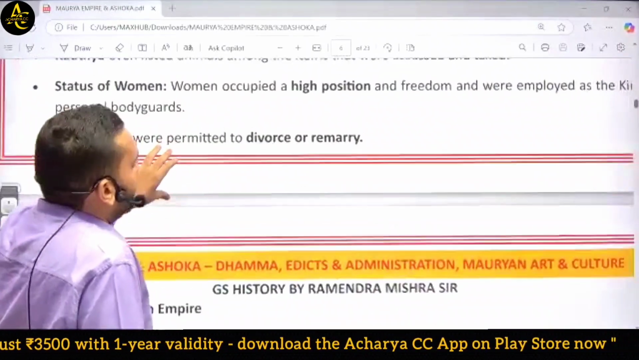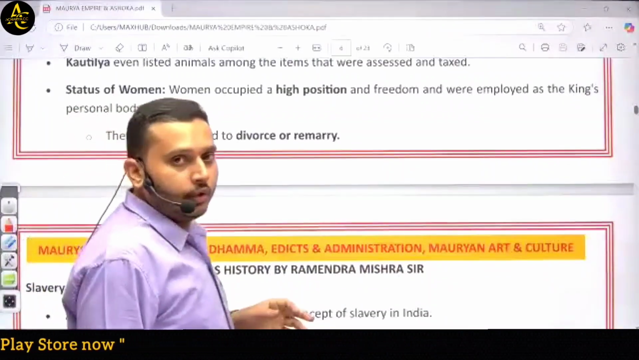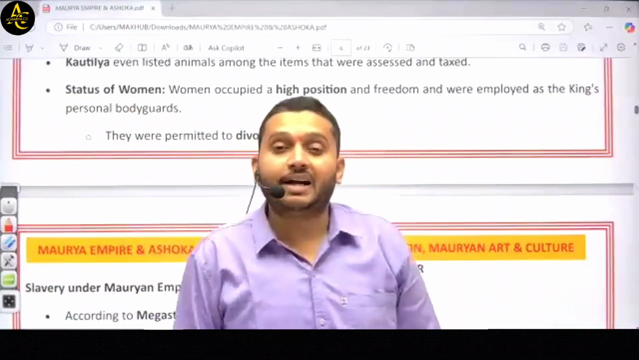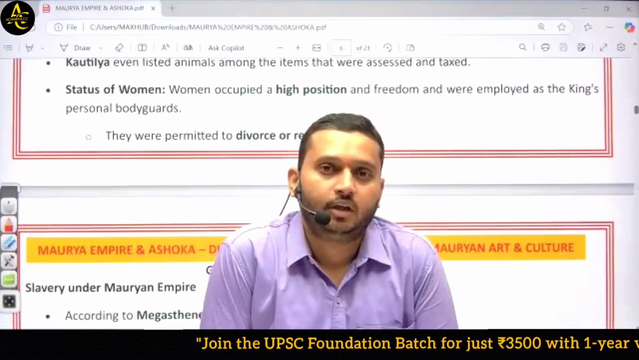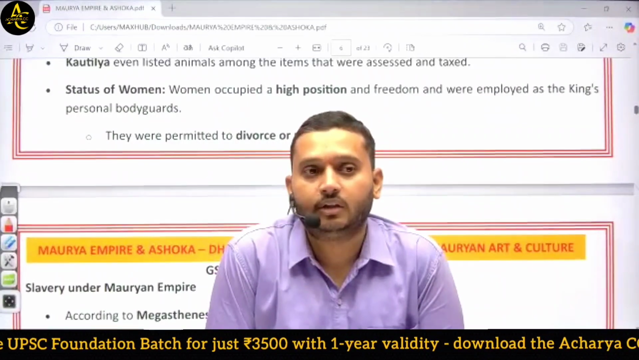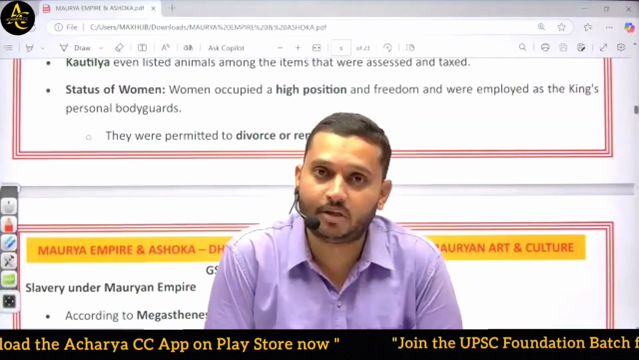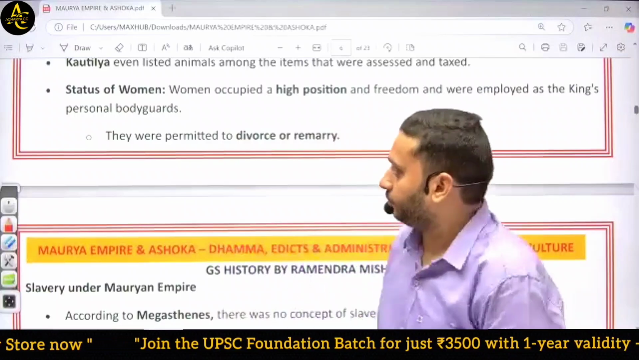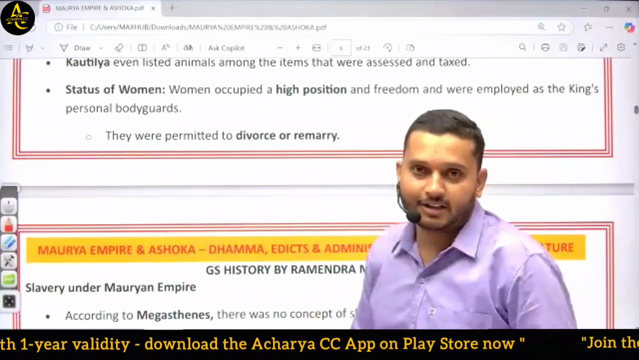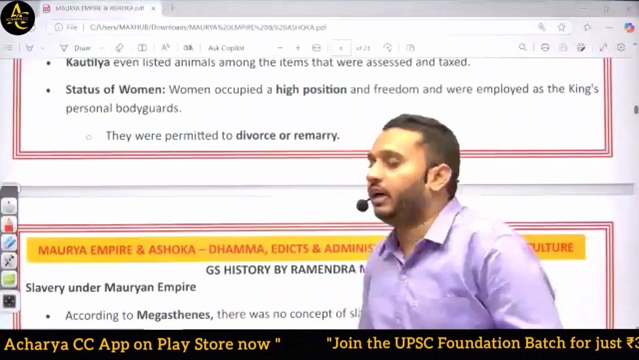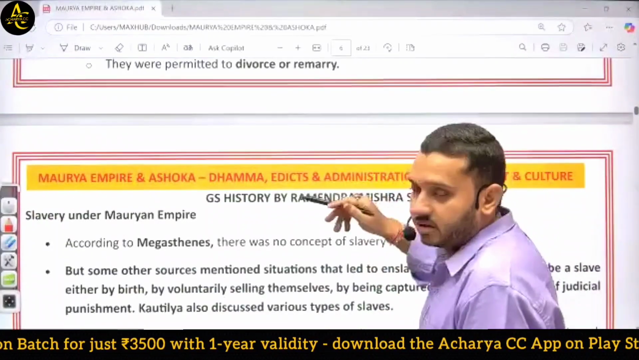Then what about women? In the Mauryan Empire, as I told you, this empire was guided by Kautilya, and Kautilya was a very good professor of governance, administration and public policies. So women occupied a high position and freedom and were employed as the king's personal bodyguards. This is one of the unique things mentioned by Kautilya in his Arthashastra. Women were permitted to divorce and also remarry.